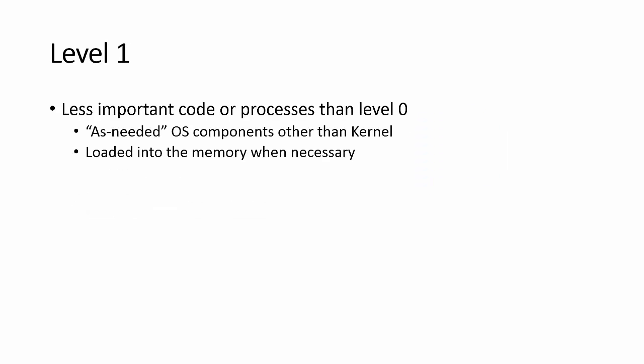Level 1 of the protection rings has much less important code or processes than level 0, which is why it's outside level 0. This type of code is loaded as needed when the operating system needs to use the code. Whatever is part of this level 1 is something other than the kernel, which is the core of the operating system. Like I said, that part of the operating system is only loaded whenever it is necessary.